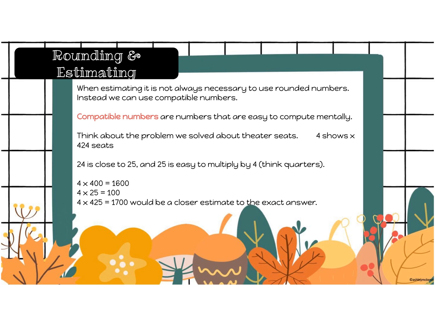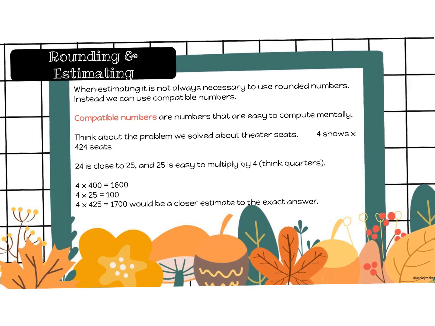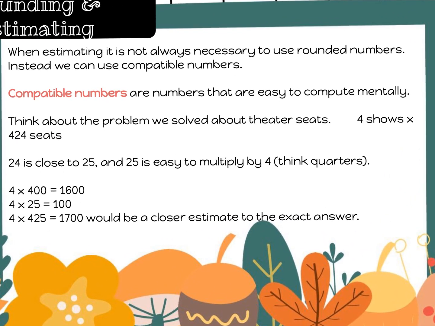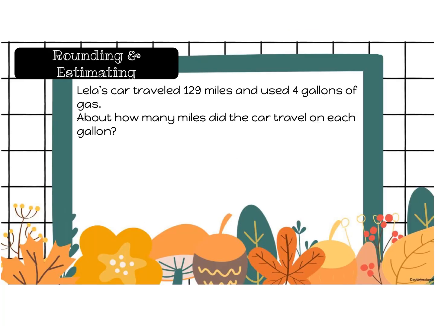Okay, this kind of breaks down that same problem just in a different way using compatible numbers. So it's saying that 424 we could say is pretty close to 425. Why? Because 25 is easy to multiply by 4. What's 25 times 4? 100. Yeah, you think quarters, it's 100. So if you rounded to 425, then you can multiply that easily by 4 in your head to get a more accurate estimate too.